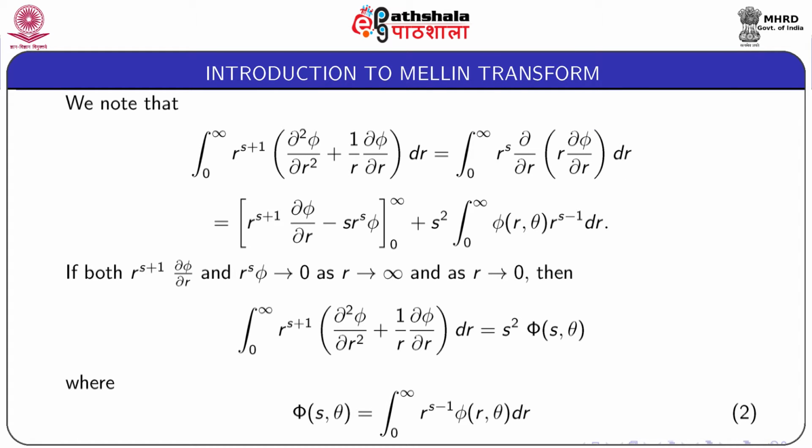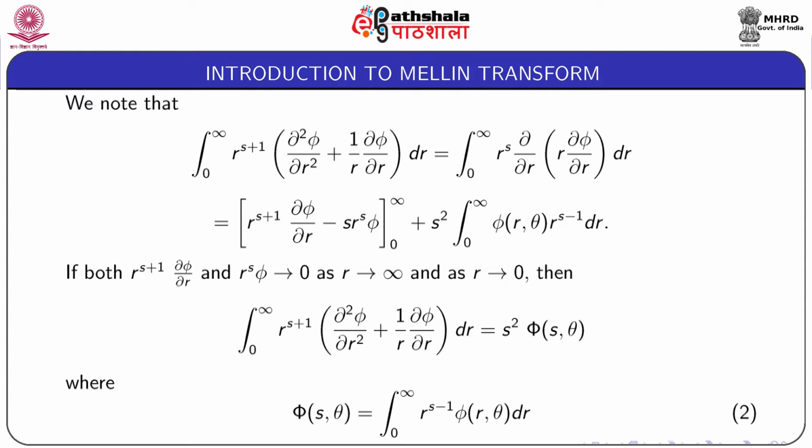Doing this, we note that the first 2 terms of the differential equation given by equation 1 give the integral from 0 to infinity r to the power s plus 1 times del 2 phi del r 2 plus 1 by r del phi del r dr. This can be written as integral from 0 to infinity r to the power s del del r of r del phi del r dr. Now, this can be integrated by parts to obtain r to the power s plus 1 del phi del r minus s r to the power s phi, with r running from 0 to infinity, plus s square integral 0 to infinity phi r theta r to the power s minus 1 dr.